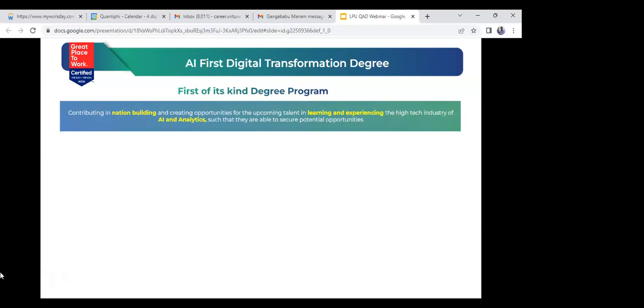Now let's talk about the program. So this is a first of its kind program. What this program is trying to do is create the future leaders and the future workforce of the nation in terms of learning and giving them a great experience in the area of AI and analytics, right? We'll see how it moves forward. Can we have the next slide?